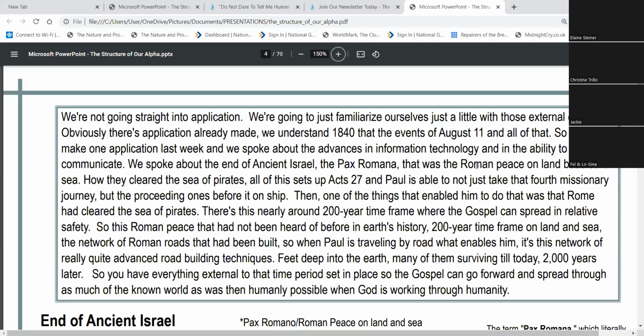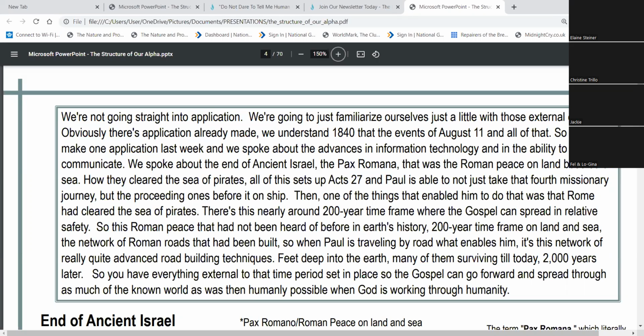That was the Roman peace on land, but also on sea, and how they cleared the sea of pirates. All of this sets up Acts 27. Paul is able to take not just that fourth missionary journey, but the preceding ones before it, on ship. One of the things that enabled him to do that was that Rome had cleared the sea of pirates. There's this nearly 200-year time frame where the gospel can spread in relative safety.